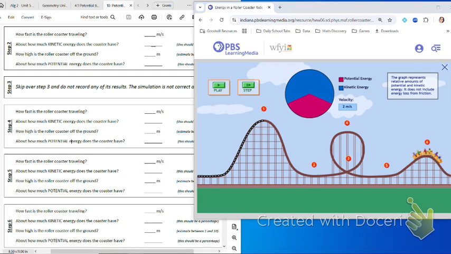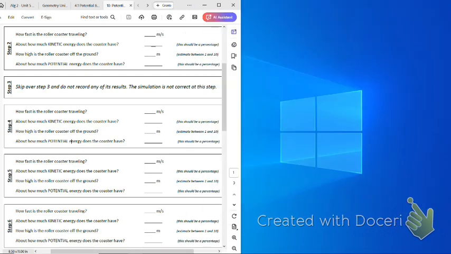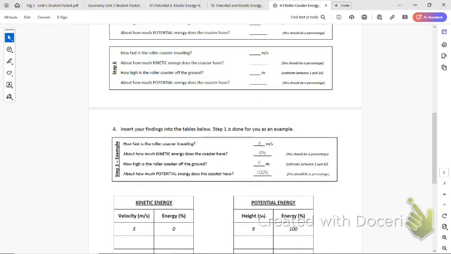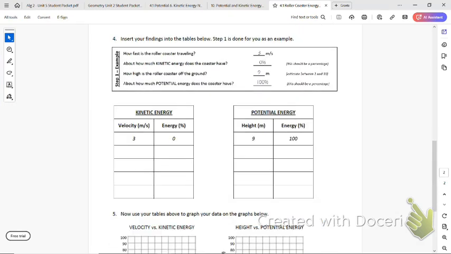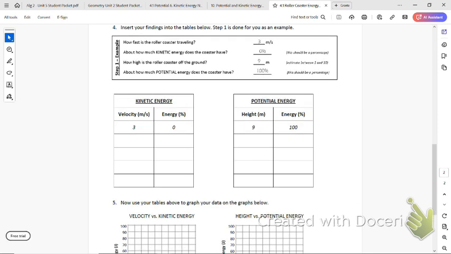Okay, and then once you have all of that, you're going to answer the questions on the back page. Put your information into these tables. They made 1 for kinetic energy, 1 for potential energy. Like for step 1, it was going 3 meters per second, and the kinetic energy was 0%. Potential energy, it was 9 meters high and 100% potential energy. So for each step, you're going to put numbers in kinetic and then numbers in potential.